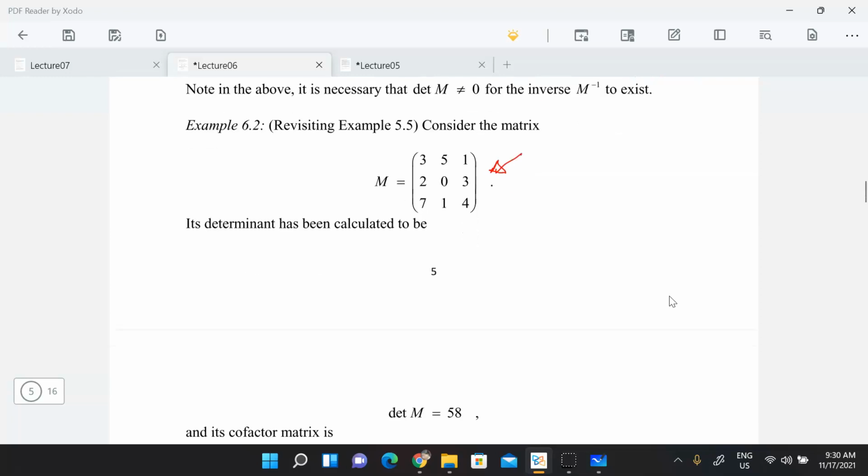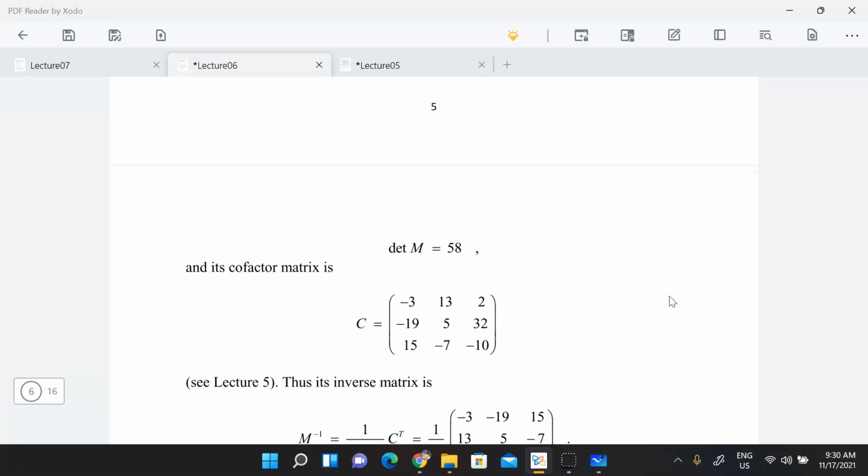Try to calculate using this cofactor thing. So first you need to calculate your determinant of M. In this case your determinant of M is not 0, so that means you can actually invert this matrix M. Then you calculate your cofactor matrix, and it becomes that. Please again do the calculations yourself to convince your own self that this thing works.